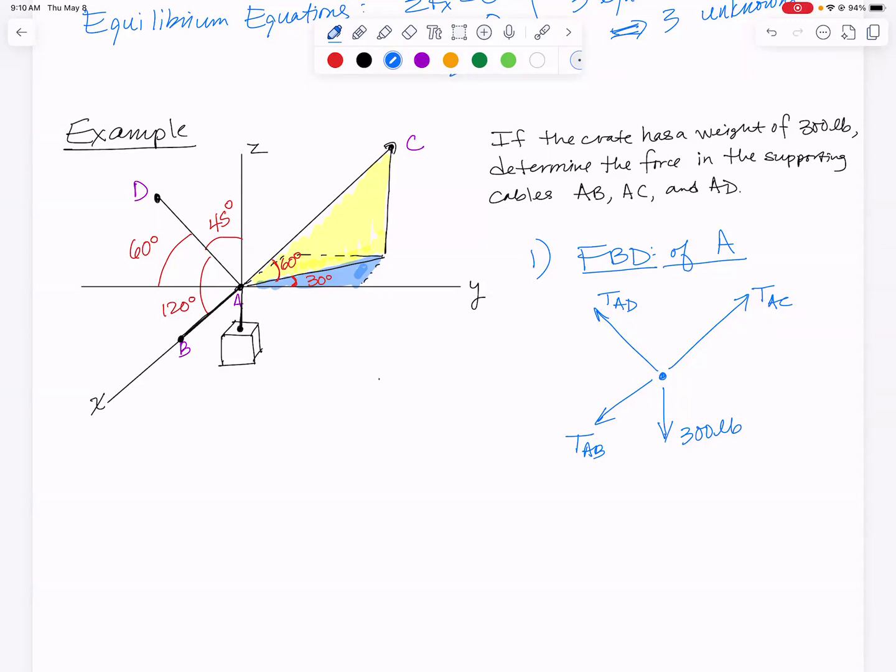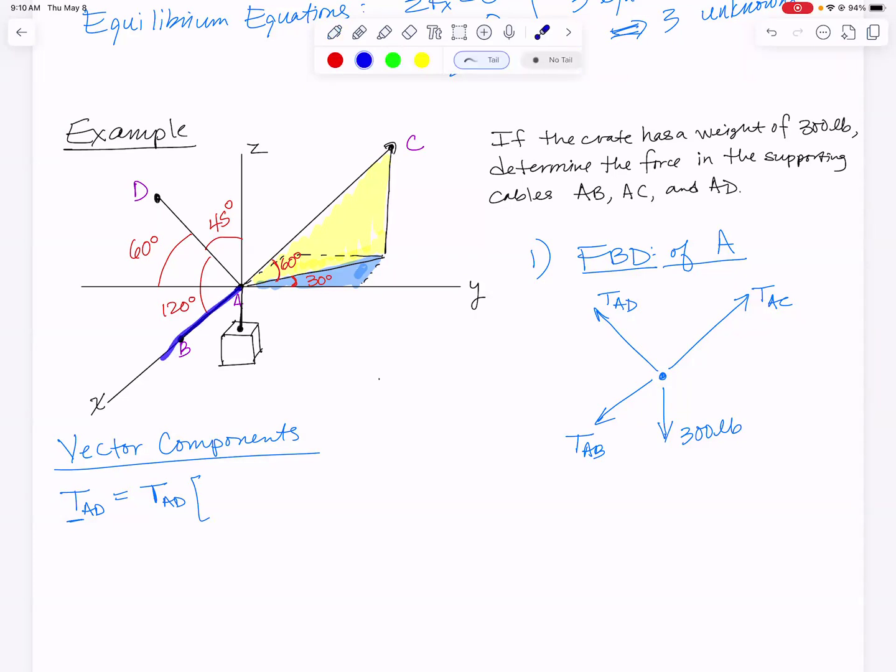Let's start with AD. What we're doing first is getting all of our vector components for every force. So the tension in AD, written as a vector, has a magnitude that I don't know. So I'm just going to write it down in front as an unknown magnitude. And then inside of the brackets, I need to write its direction.